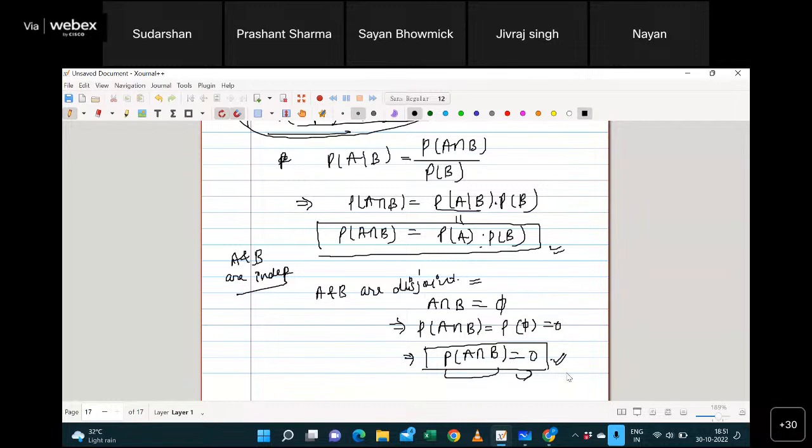Okay, is it clear for everyone? Please tell once again. Disjoint means there is no common point between A and B. If you take the probability of A intersection B, probability of phi is 0. Normally phi is denoted for the null event, and the probability of a null event is always 0. So probability of A intersection B will be 0 for disjoint events, and if A and B are independent, then probability of A intersection B will be probability of A into probability of B.